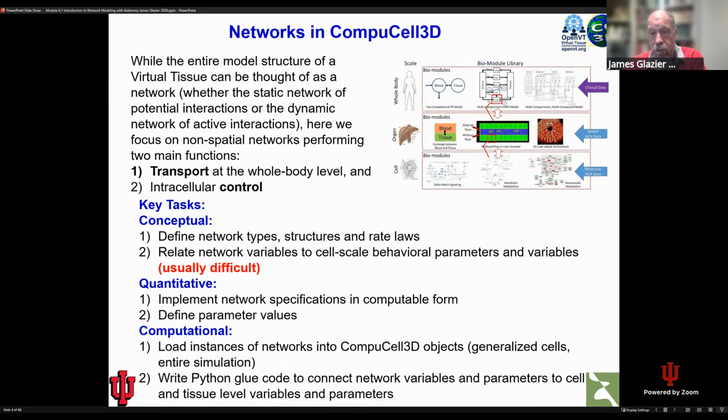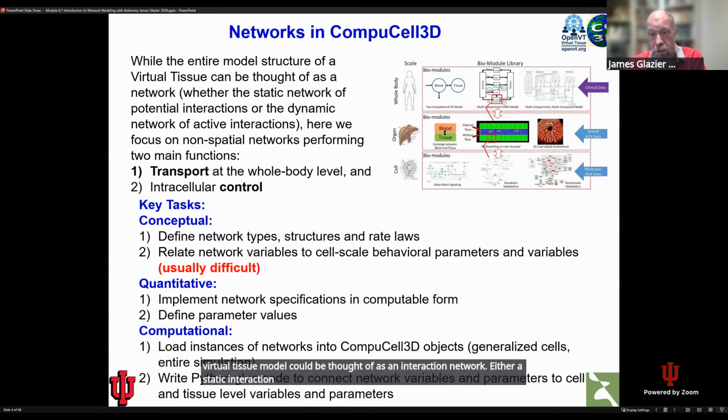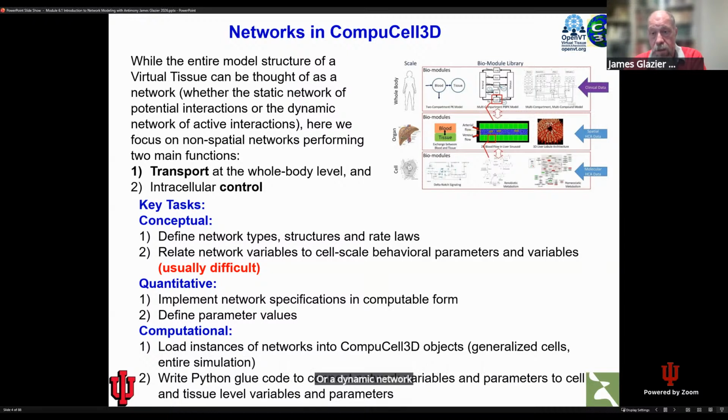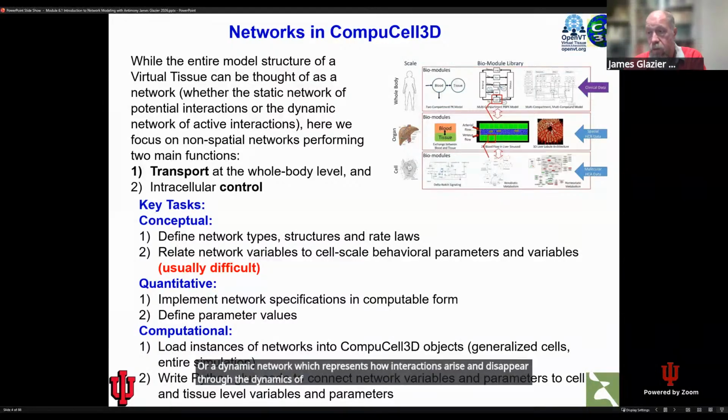And even though we're talking about the smallest and largest length scales in the body, the mathematical structure of the network is the same. If one wants to be technical about it, the whole virtual tissue model could be thought of as an interaction network, either a static interaction network of every possible interaction, or a dynamic network, which represents how interactions arise and disappear through the dynamics of the system. Here, we're really talking about nonspatial networks.